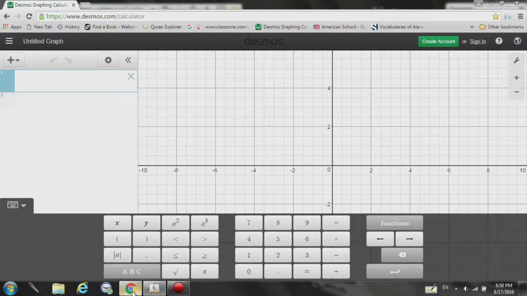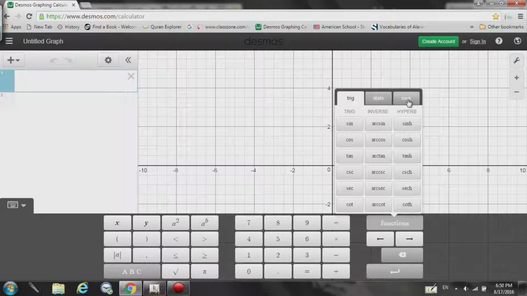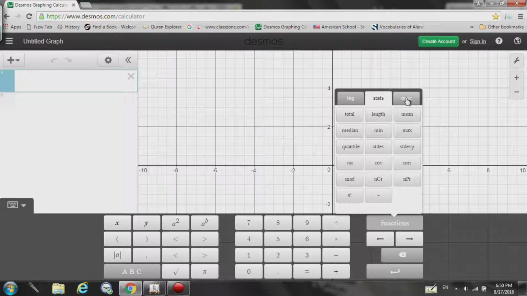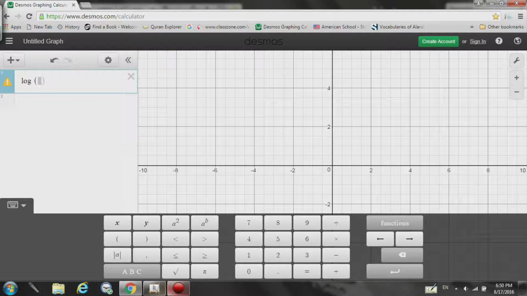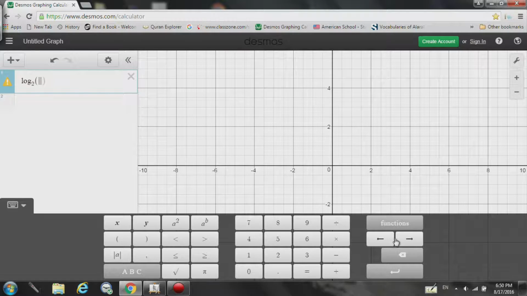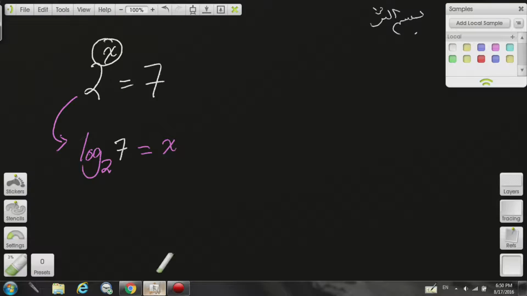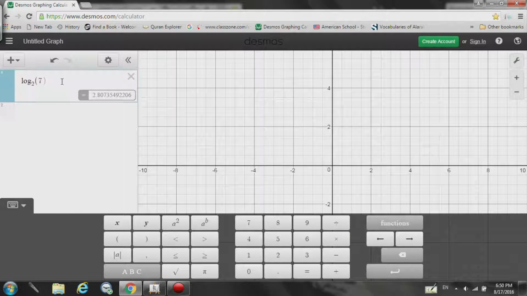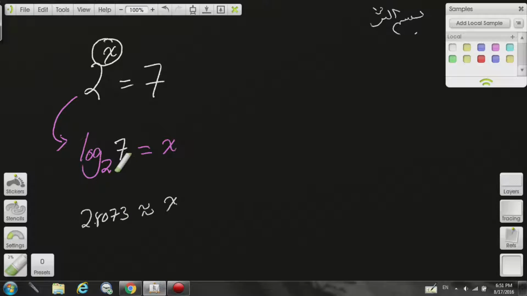Now here, if your calculator is able to do that, you can plug that in the calculator. I can put in the log, in this example, base 2 of 7. So base is 2 and 7. And that gives me 2.8073 approximately. So x is approximately 2.8073. Correct? Now, if your calculator has this, all you have to do is plug in the base and the number here in the calculator. It will give you the answer for x.